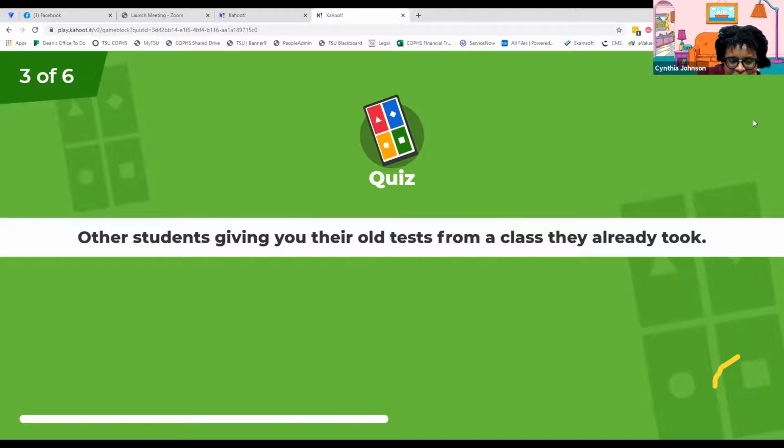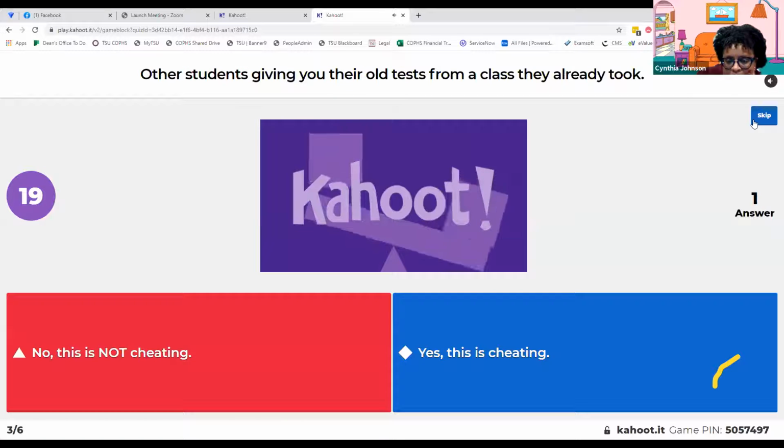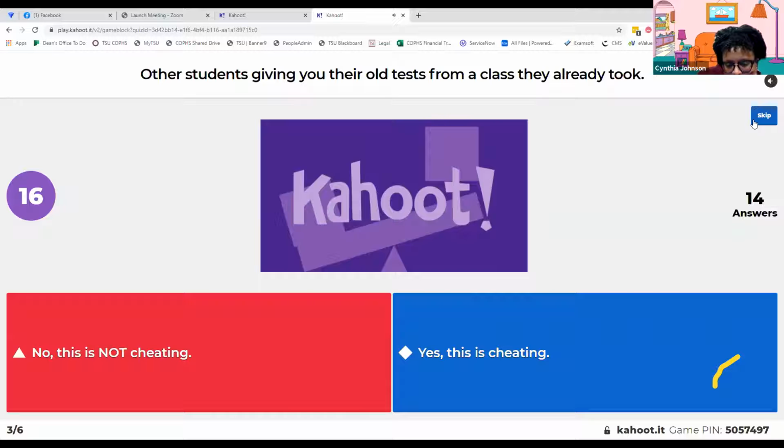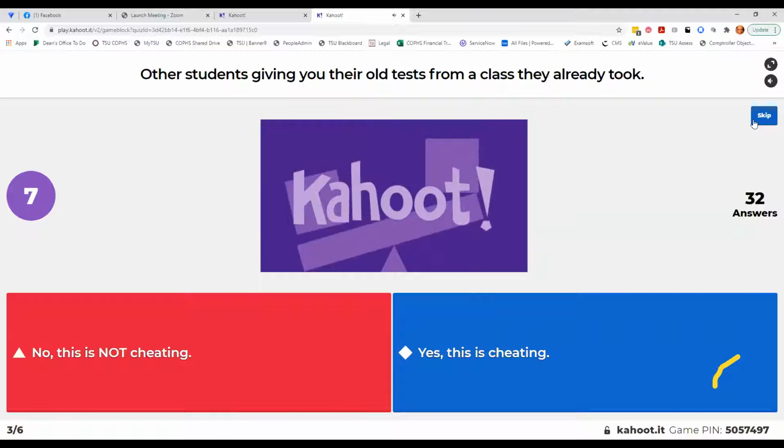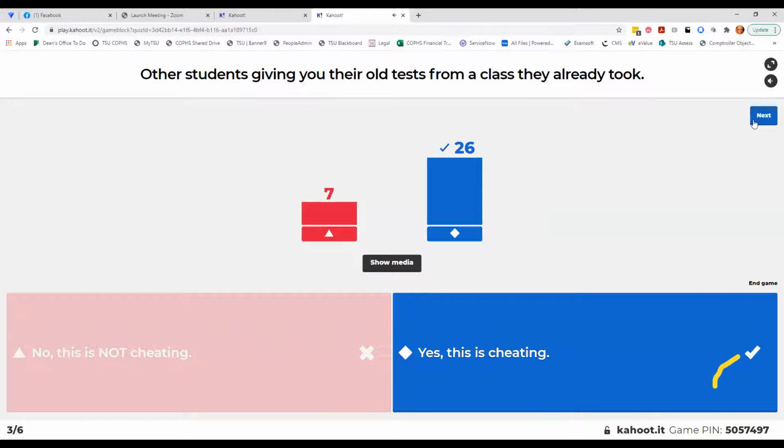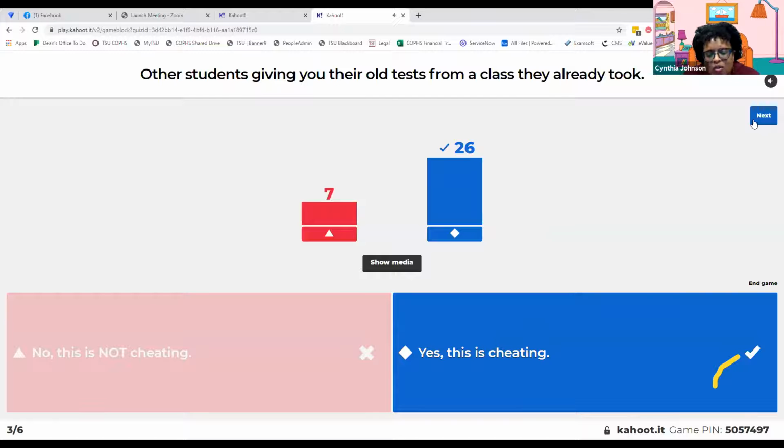Question 3. If another student gives you an old exam from a class they already took. Good job. This is cheating. Having any sort of prior access to the exam materials is cheating. Whether you break into the teacher's office, whether the teacher accidentally drops the exam, whether another student provides it to you, that is all considered cheating.